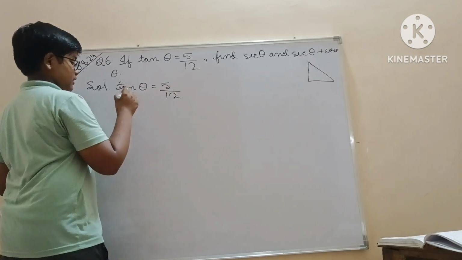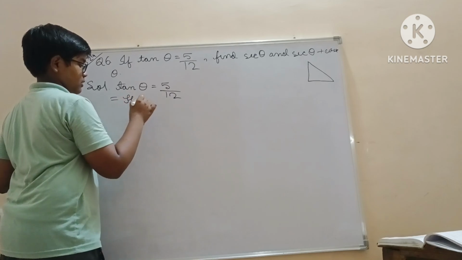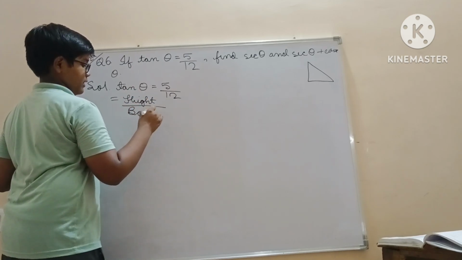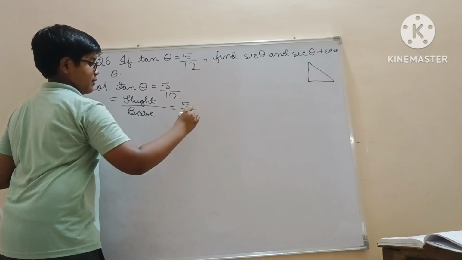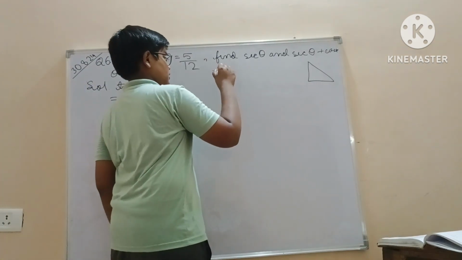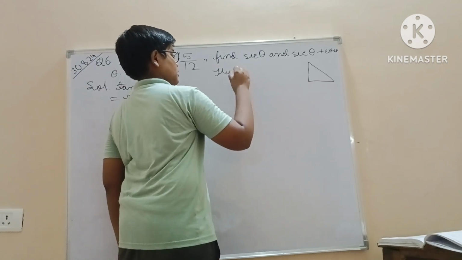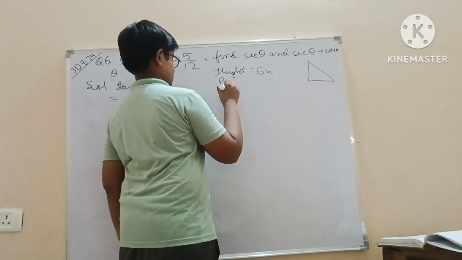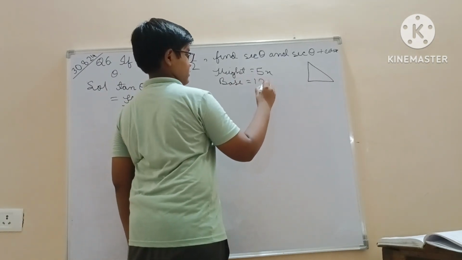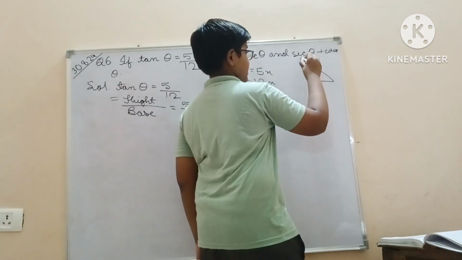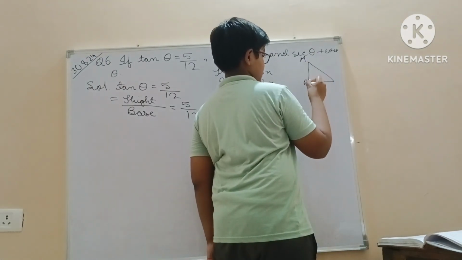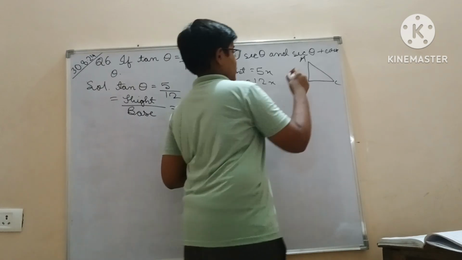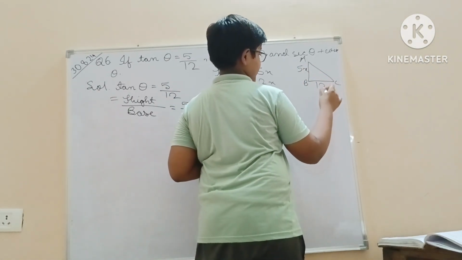So we can write it as height divided by base. It will give us 5 by 12. Now we can write that height is equal to 5x and base is equal to 12x. Now we will name our triangle as A, B and C. Now our values are height is 5x and base is 12x.